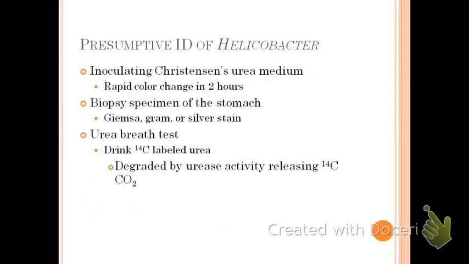So what could be used to presumptively identify Helicobacter? You may inoculate it in Christensen urea medium. Christensen urea medium is a medium to test for the presence of urease. A positive result would be a deep pink color that could possibly develop within 2 hours.